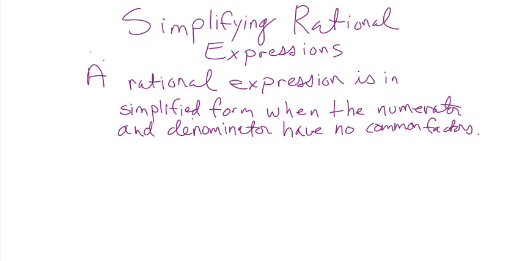So, simplifying rational expressions. A rational expression is in simplified form when the numerator and denominator have no common factors. A lot like simplifying a fraction, right? Simplified fraction, you can't reduce it anymore. How do you reduce? You divide out a common factor from numerator and denominator. So we will be in simplified form when there are no common factors.